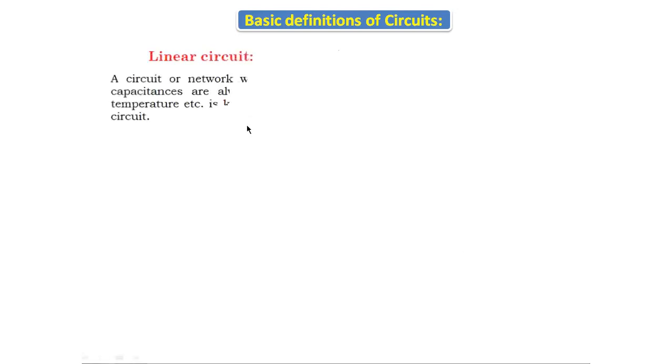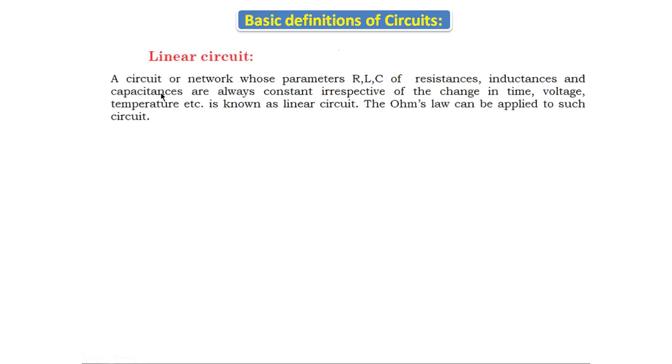Okay. So in that, the first definition is the linear circuit. So first of all, what is a linear circuit? A circuit or a network whose parameters, that is R, L, C, resistances, inductances and capacitances, are always constant irrespective of the change in time, voltage and temperature, etc., is known as a linear circuit.